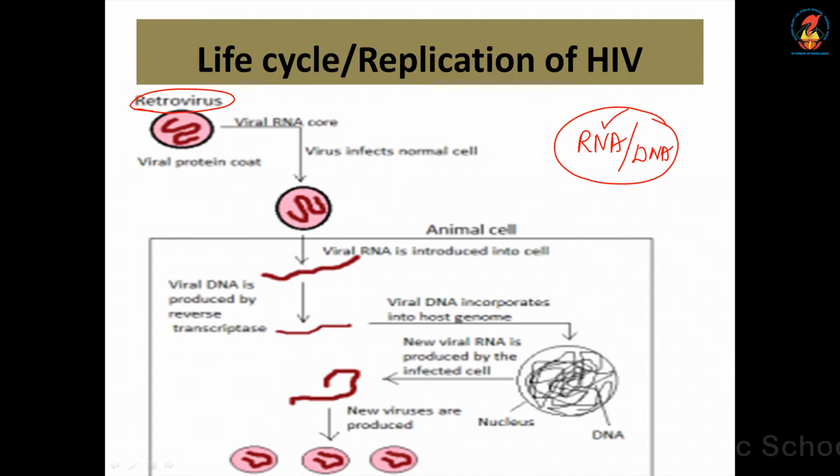If RNA is the genetic material, it's called a retrovirus. And if DNA is the genetic material, they are the other type of viruses. So we have 2 types of viruses. The difference between the viruses is whether they have RNA or DNA as the genetic material. But all viruses are surrounded by a protein coat.